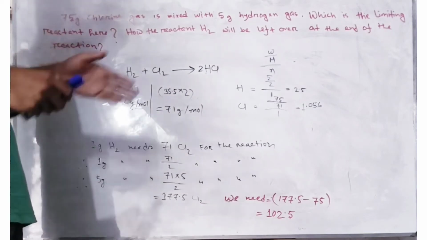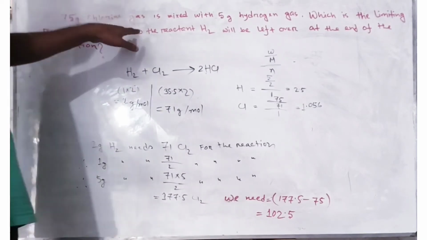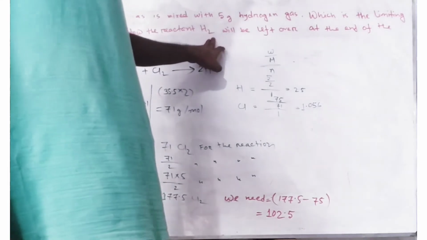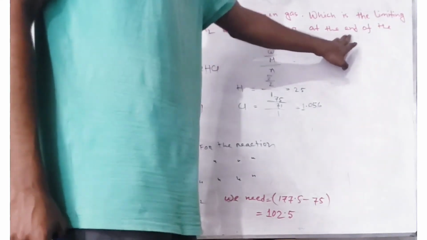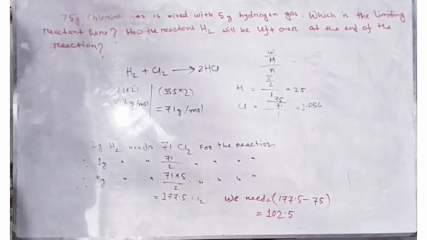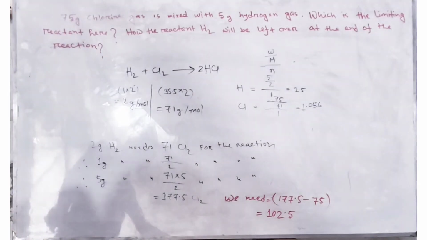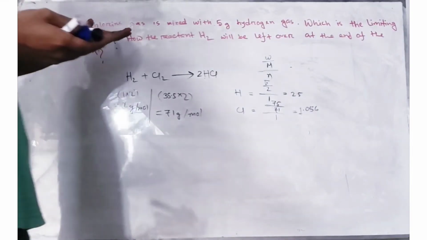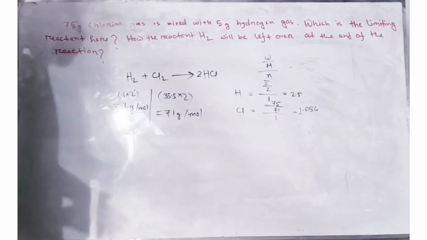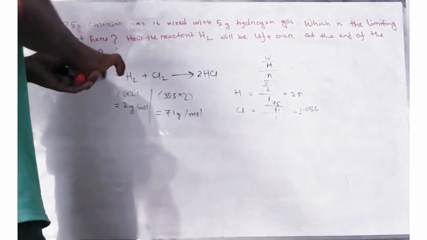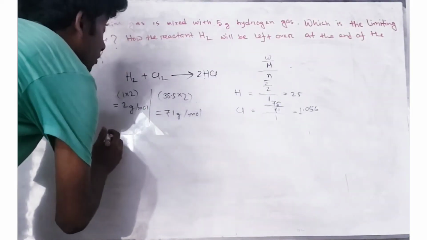Now there is another question which is written on my whiteboard: how much of the reactant H2, I mean hydrogen gas, will be left over at the end of the reaction? Okay, let me delete it. Now if we want to solve the second one, we'll have to write it reversely.